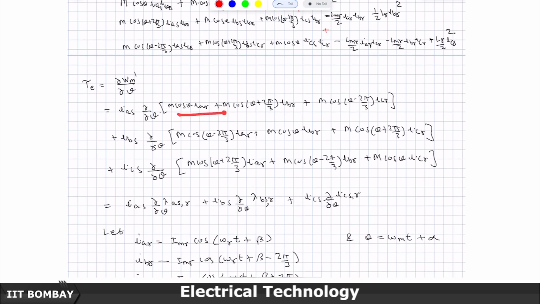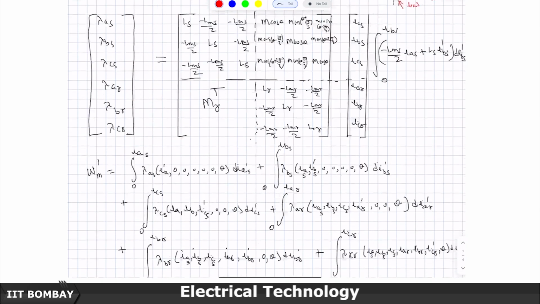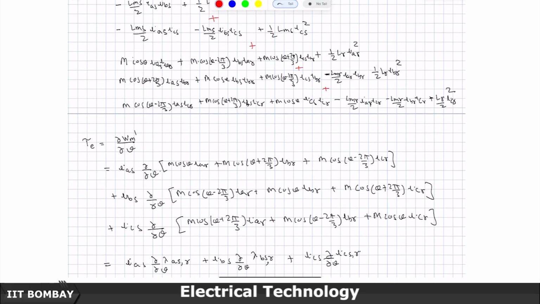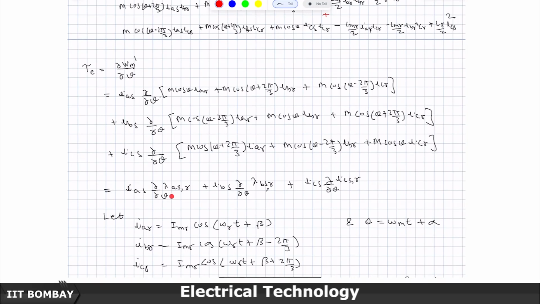Now, what are these three things? If you look at this very carefully, we will anyway simplify it, but what is this? This is basically the flux linkage between the stator and the rotor of A phase. IAR, IBR and ICR are the three currents in the three phase windings of the rotor. How much flux linkage are they creating in the A phase of the stator? This is what is described here, because these terms are coming from here. So this is nothing but the partial derivative of the flux linkage of A phase of the stator due to the three phase currents in the rotor.